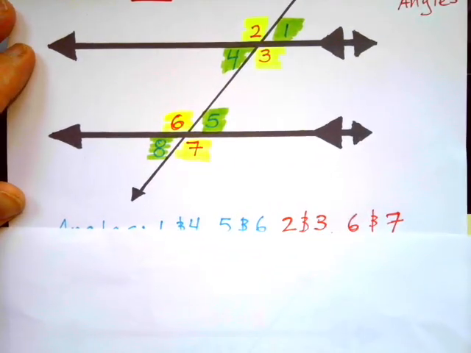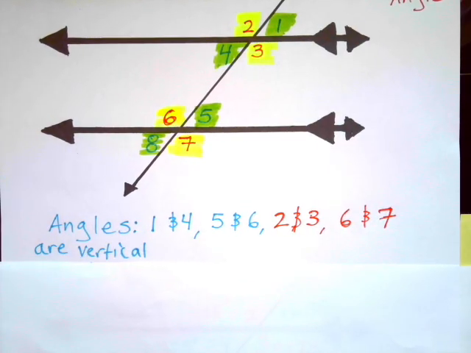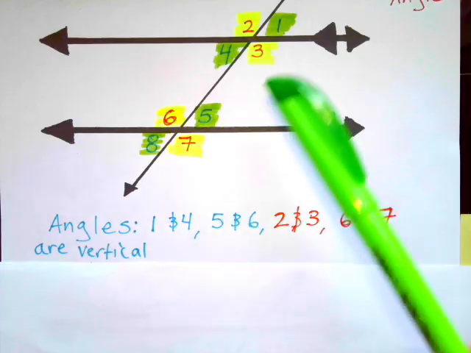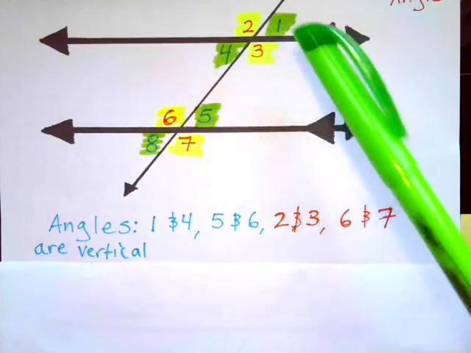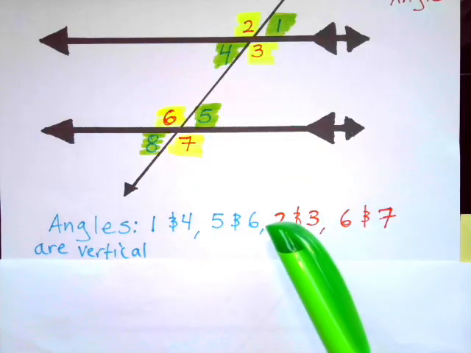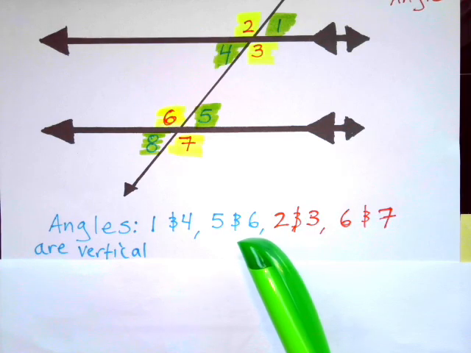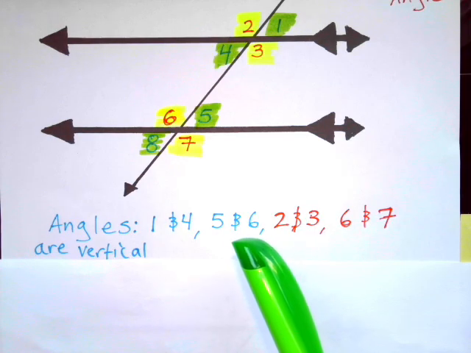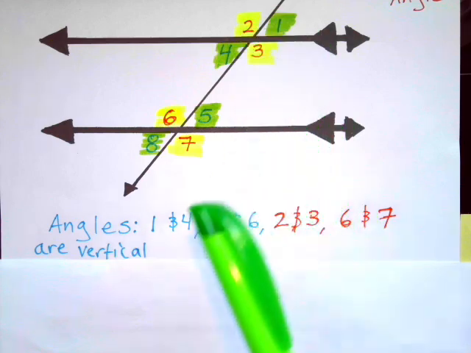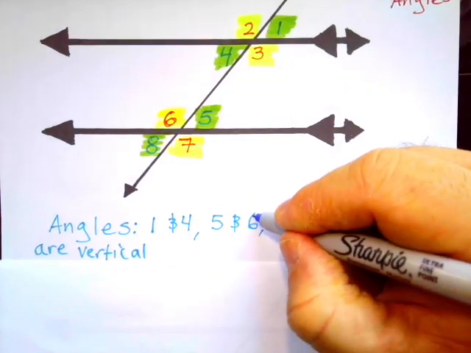If I'm going too fast, I apologize, but you can stop, pause, rewind this video. So again, angles 1 and 4. These are called vertical angles. Angles 5 and 6. No, I made a mistake. Angles 5 and 8. 2 and 3. 6 and 7. Oh dear, I made a mistake. But that's okay. Guess what? We can fix those mistakes.